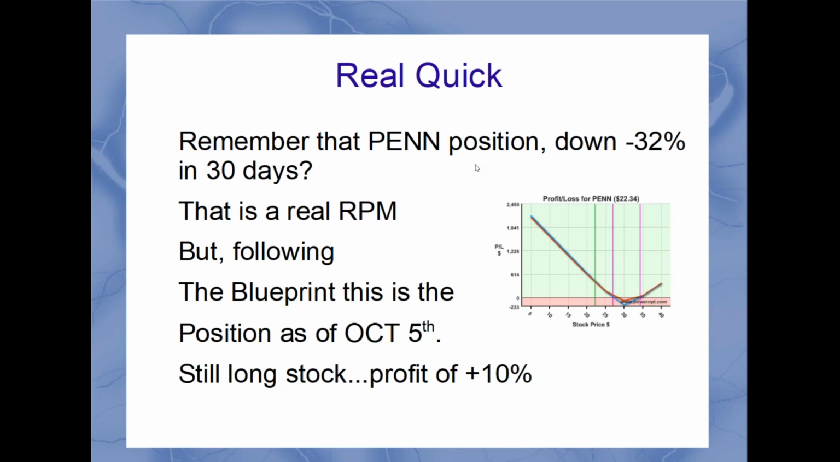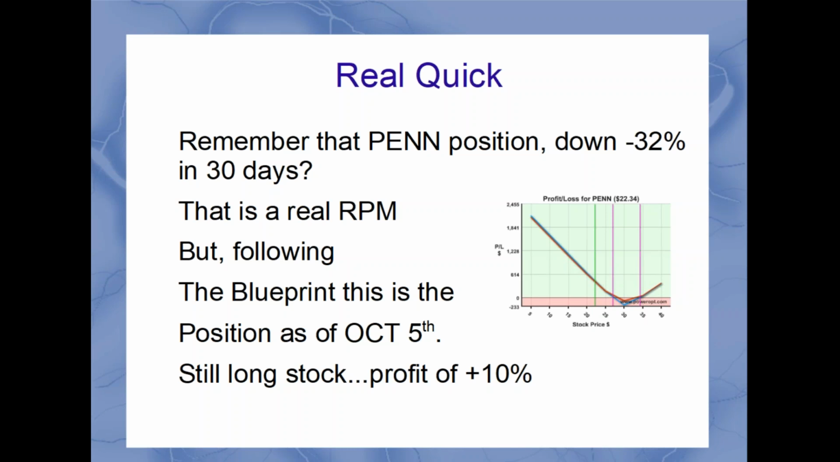As of October 5th, taking a look at what we do for some of the income methods, we noticed a change in the stock and it wasn't doing what we wanted, so we did a different income method and created this profit and loss chart. Now, I'm still long the stock that's down 32%, but I'm at a liquidation profit right now of about 10.6, 10.7%, almost 11% on this position.